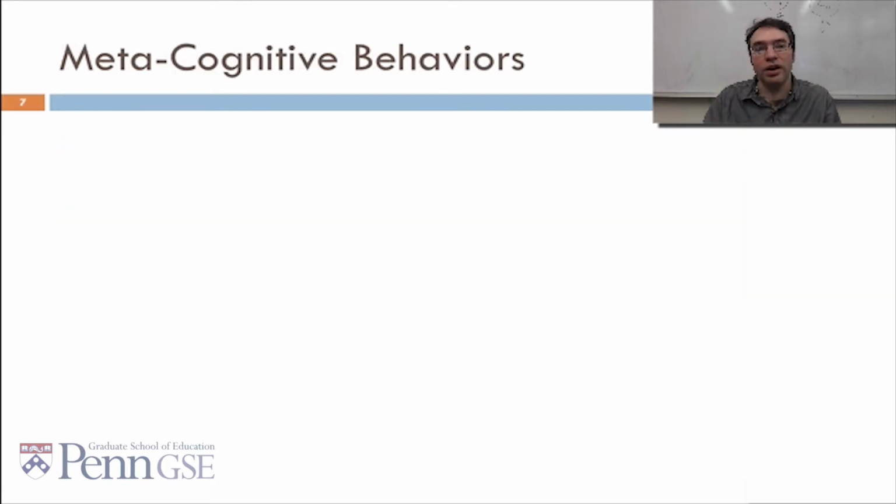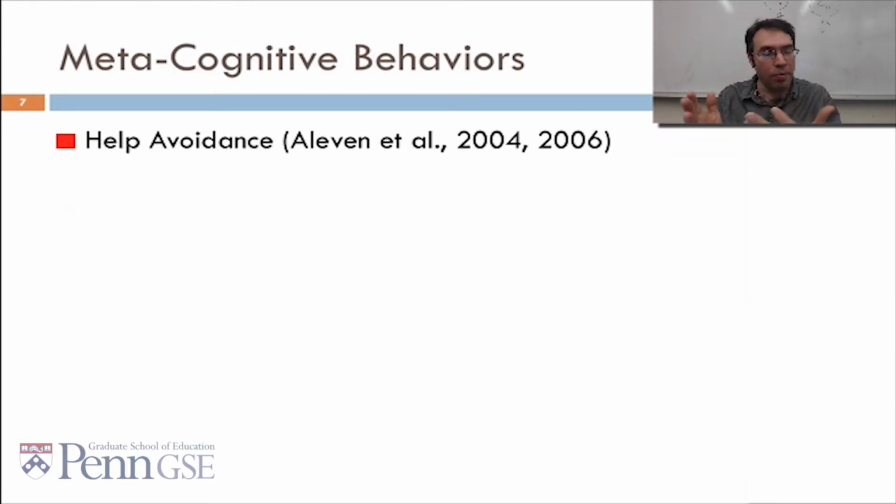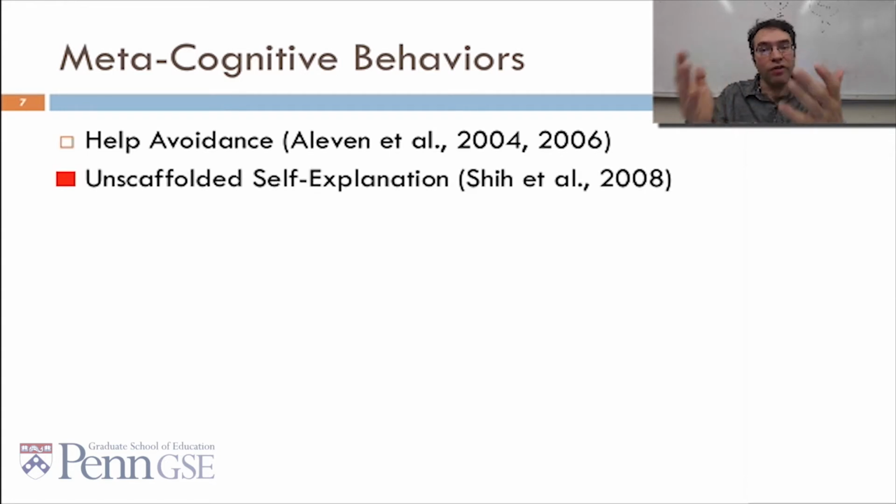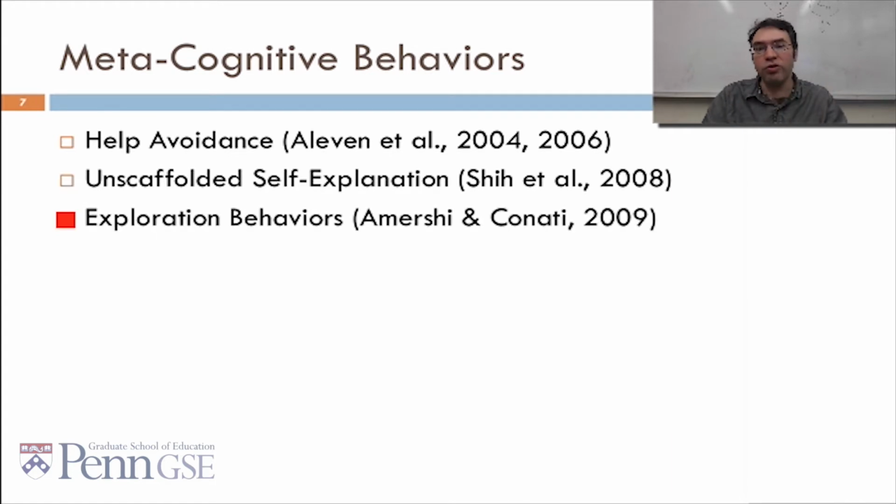There's also metacognitive behaviors. For example, help avoidance, where a student needs help and the system can see that they're struggling and they need help, but they refuse to ask for help. Or unscaffolded self-explanations. For instance, when the software sees the student's wrong and tells the student, "You're wrong and here's why," does the student just barrel along, or do they actually pause, think about it, and read it? Exploration behaviors. In an exploratory learning environment, what behaviors is the student using to learn from this open-ended environment?